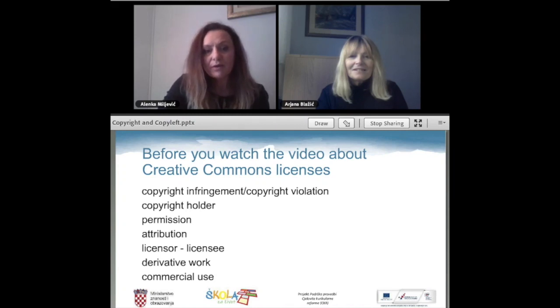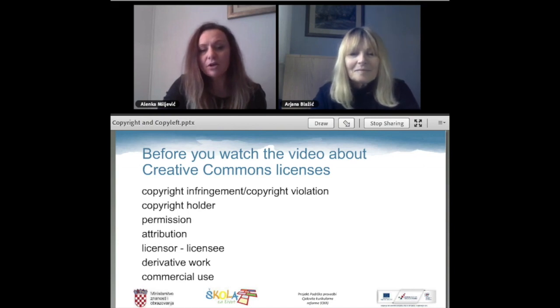Attribution means to credit a copyright holder for their work. Licensor is a person who grants a license, and licensee is a person who receives a license. A derivative work is a work based on or derived from one or more already existing works. Commercial use means that a work can be sold and used for profit.